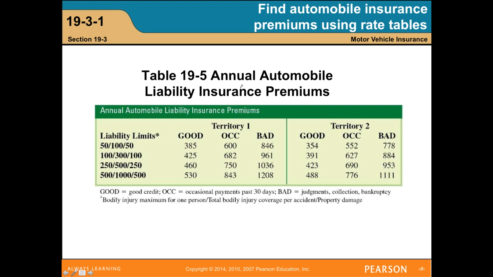So here's table 19-5, annual automobile liability insurance premiums. And then we have liability limits. Territory 1, Territory 2, this is just comparing two generic territories. Good means good credit. OCC is occasional payments, and then bad is when you have judgment, bankruptcy, collections, and whatnot. So this is just to show you the liability limits, and it'll normally say on your insurance card what kind of liability limits it has: 50/150, 100/300, 100/250, 500/250, 500/1,000, 500.